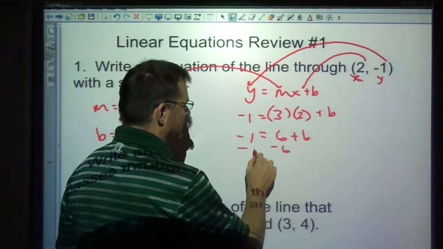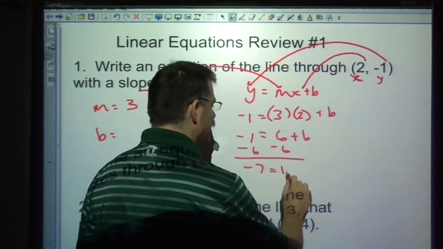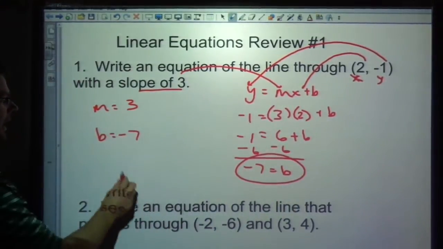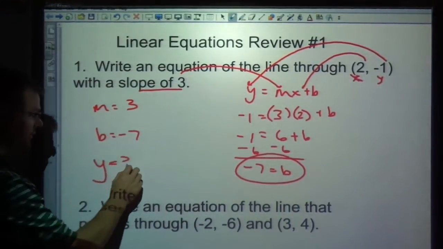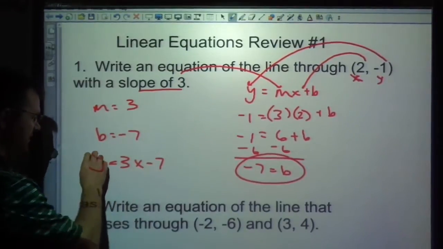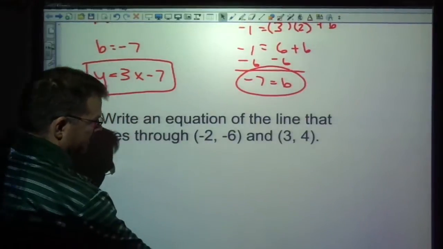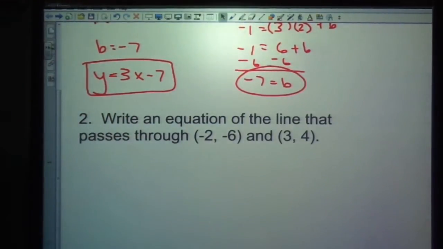If I subtract 6, that gives me -7. So here's my b value, and now I can write the actual equation, y equals 3x minus 7. Now in this one, they don't give me the slope. I have to figure out the slope, but they tell me 2 points.